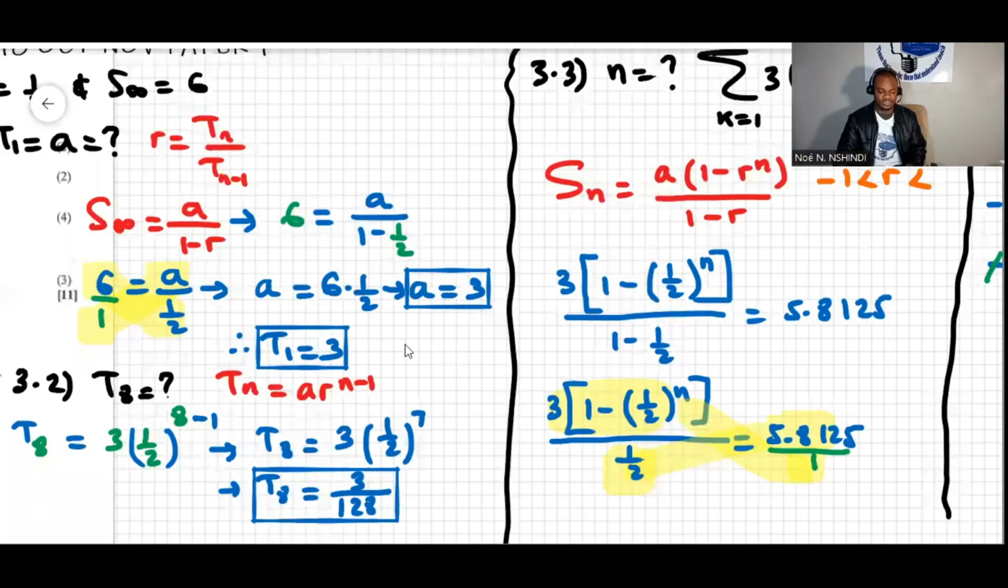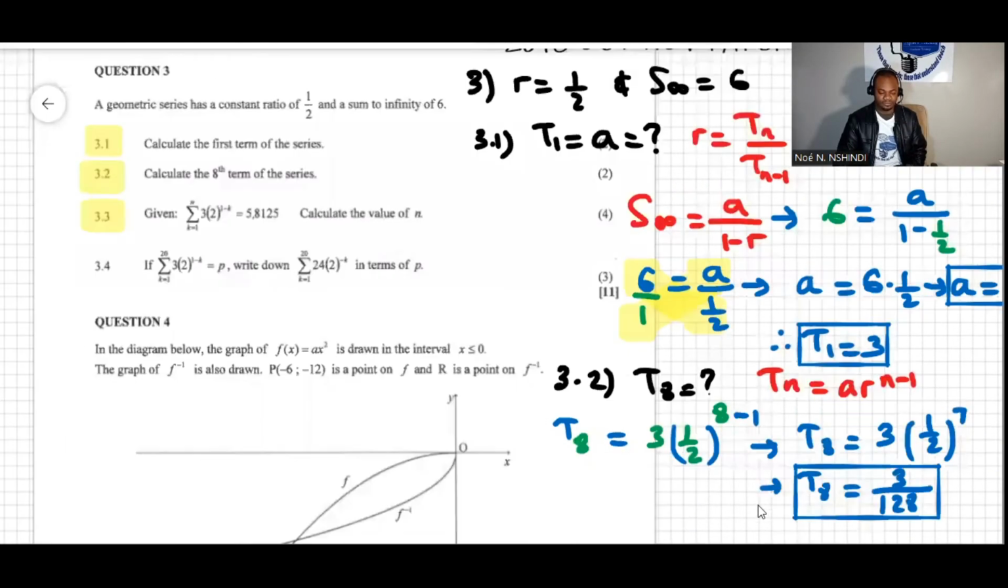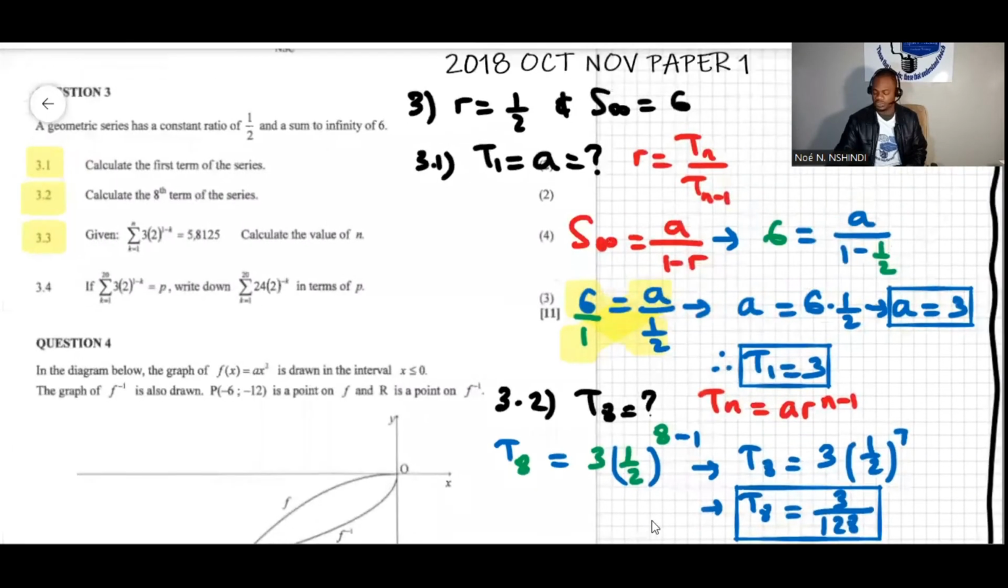The next question, question 3.4, says that if the sum of 3 times 2 to the power of 1 minus k, starting from 1 to 20, equals p, write down the sum of 24 times 2 to the power of negative k, k starting from 1 to 20, in terms of p.